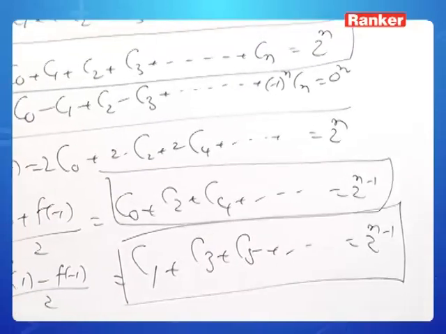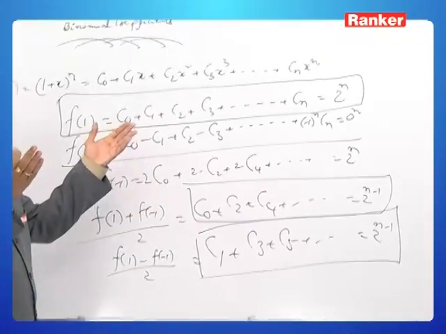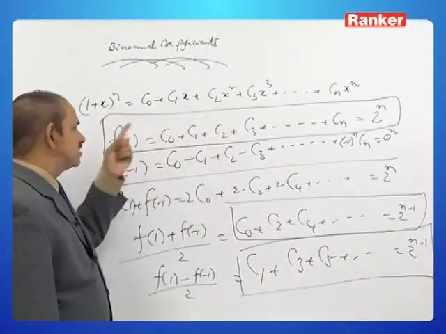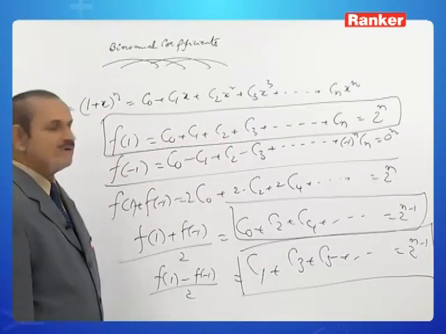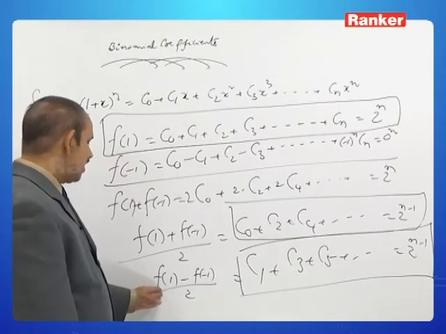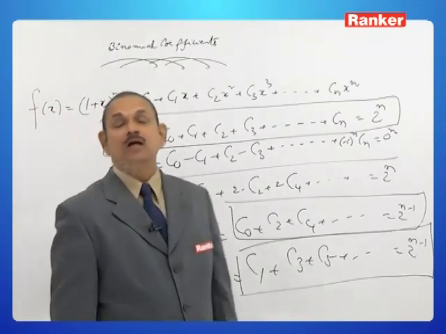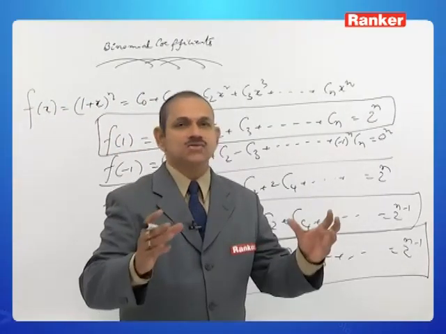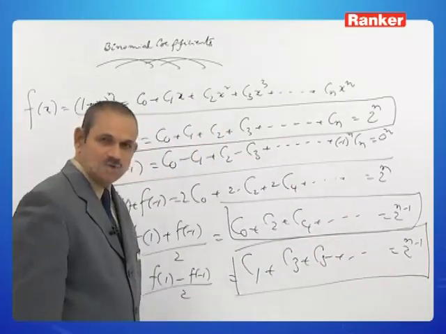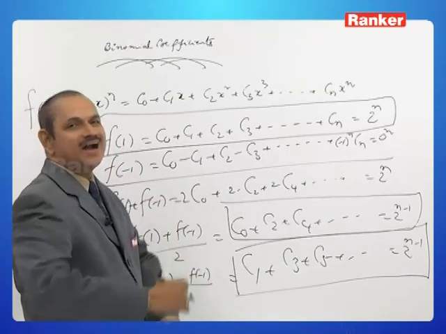Moreover, another important concept here: if at all there is any expansion, and you can call it f of x, the sum of all the coefficients is f of 1. Sum of all even coefficients is f of 1 plus f of minus 1 by 2. Sum of all odd coefficients is f of 1 minus f of minus 1 by 2. Like that, very useful conclusions could be drawn from this discussion. Well, let us now have those conclusions in an order.